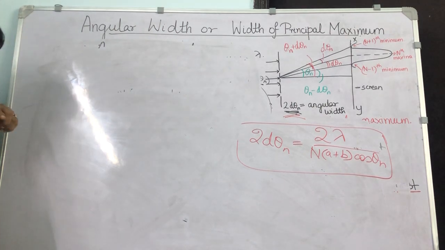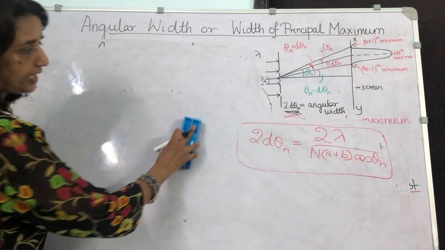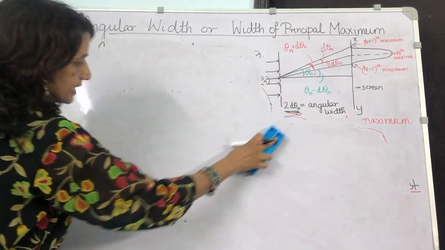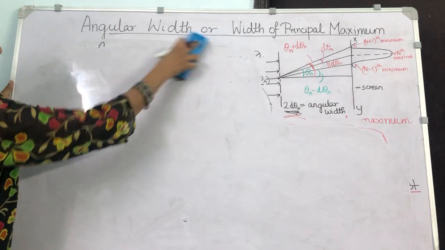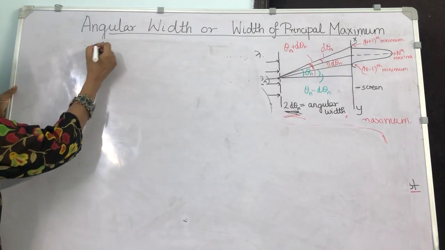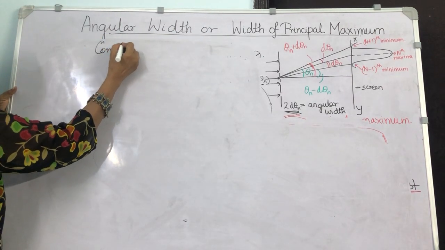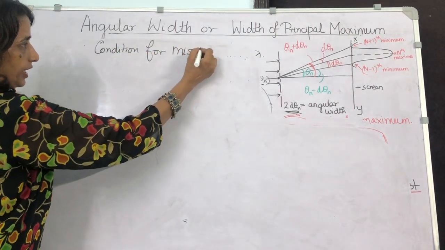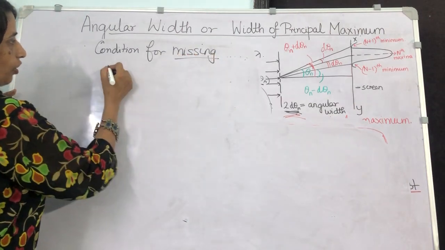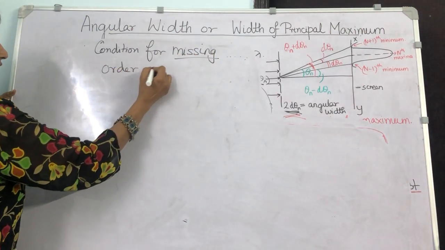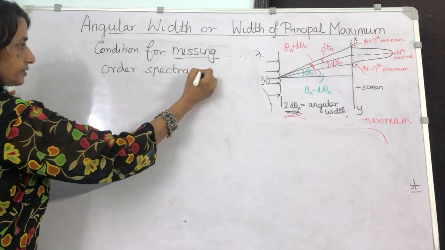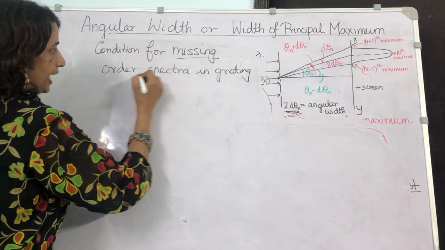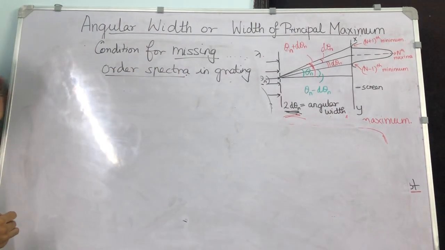Secondly, missing order. Now you must have noticed in a grating that certain colors are present and certain colors are not present. So that means the condition for missing order spectra in grating. Why are few colors observed in a grating and why are few colors not observed in the grating?